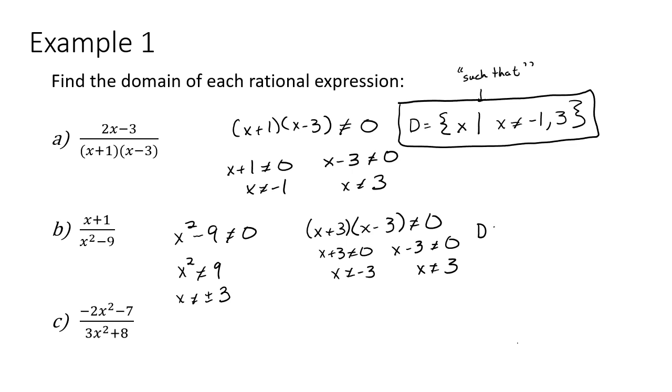All right, so for part B then, the domain would be x such that x is not equal to positive or negative 3. And you could either write it as plus or minus 3, or you could write it out separately like the one we did up above.